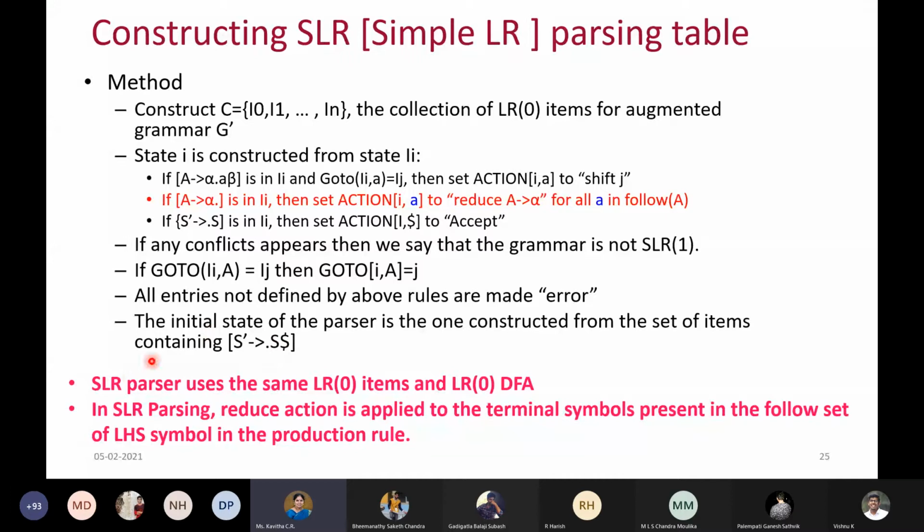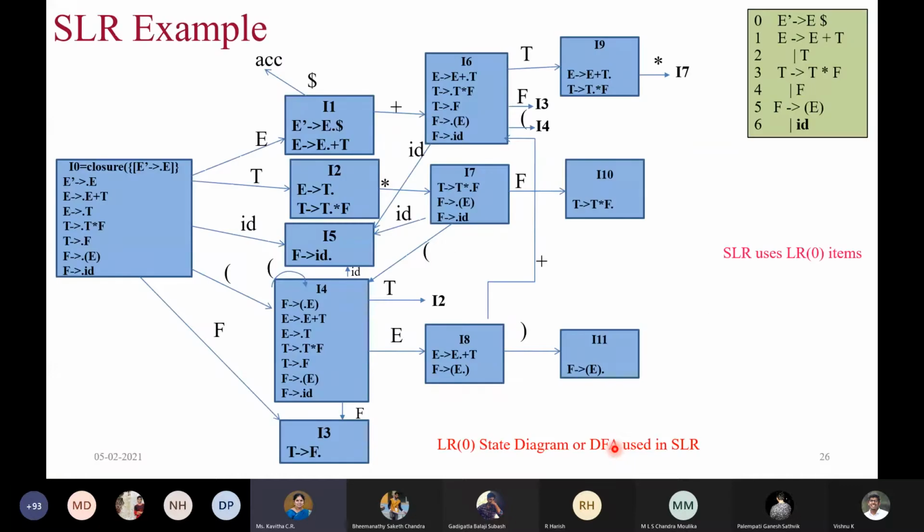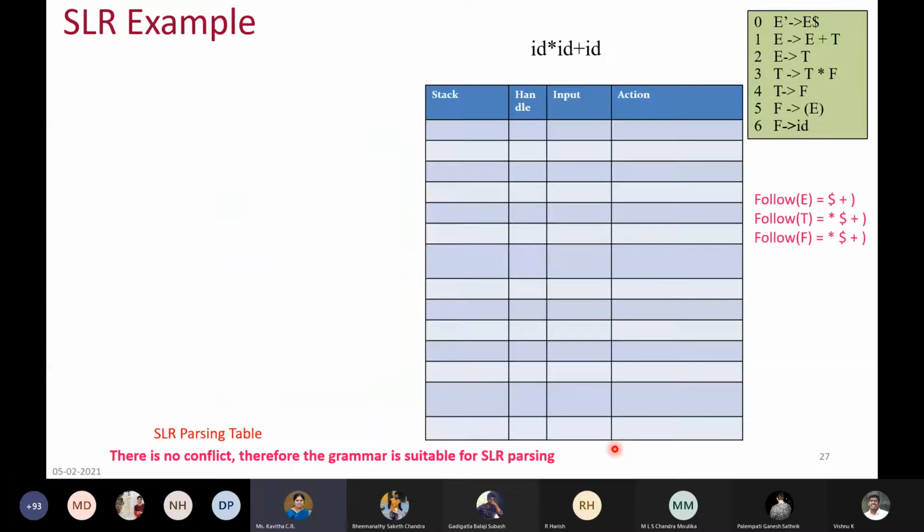Okay, and already I have told it uses LR(0) items, and also it makes use of the LR(0) DFA itself. There is nothing special diagram for SLR. We can use the same thing. And in SLR parsing, reduce action is applied to the terminal symbols present in the follow set. Okay, now going to our example. This is the example which we have already discussed in the last class. Same diagram, same states, everything is same.